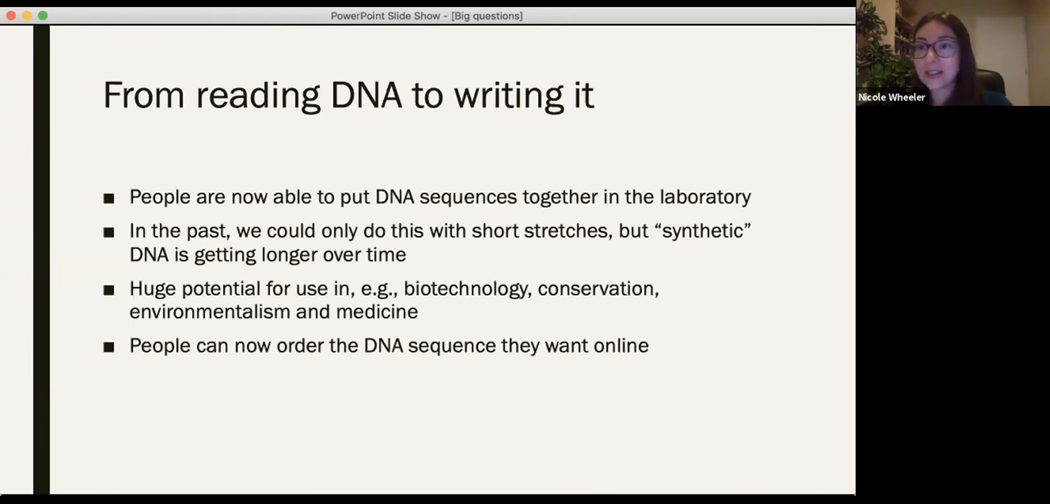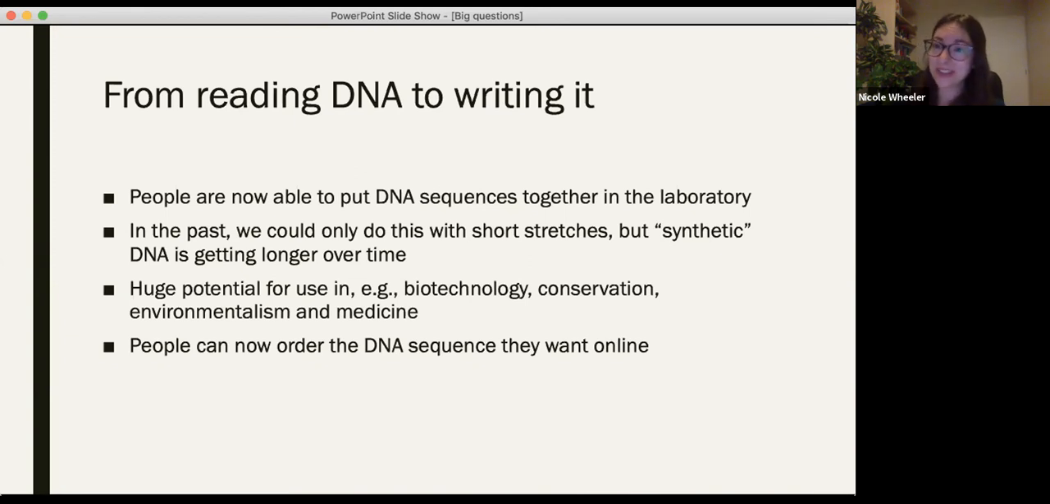So this sort of technology shows huge promise for things like biotechnology, conservation, environmentalism, medicine. Some of the things that you could do is sort of engineer bacteria to produce medicines or biofuels. So a lot of really exciting implications of this technology. And it's just improving and growing in scale over time.